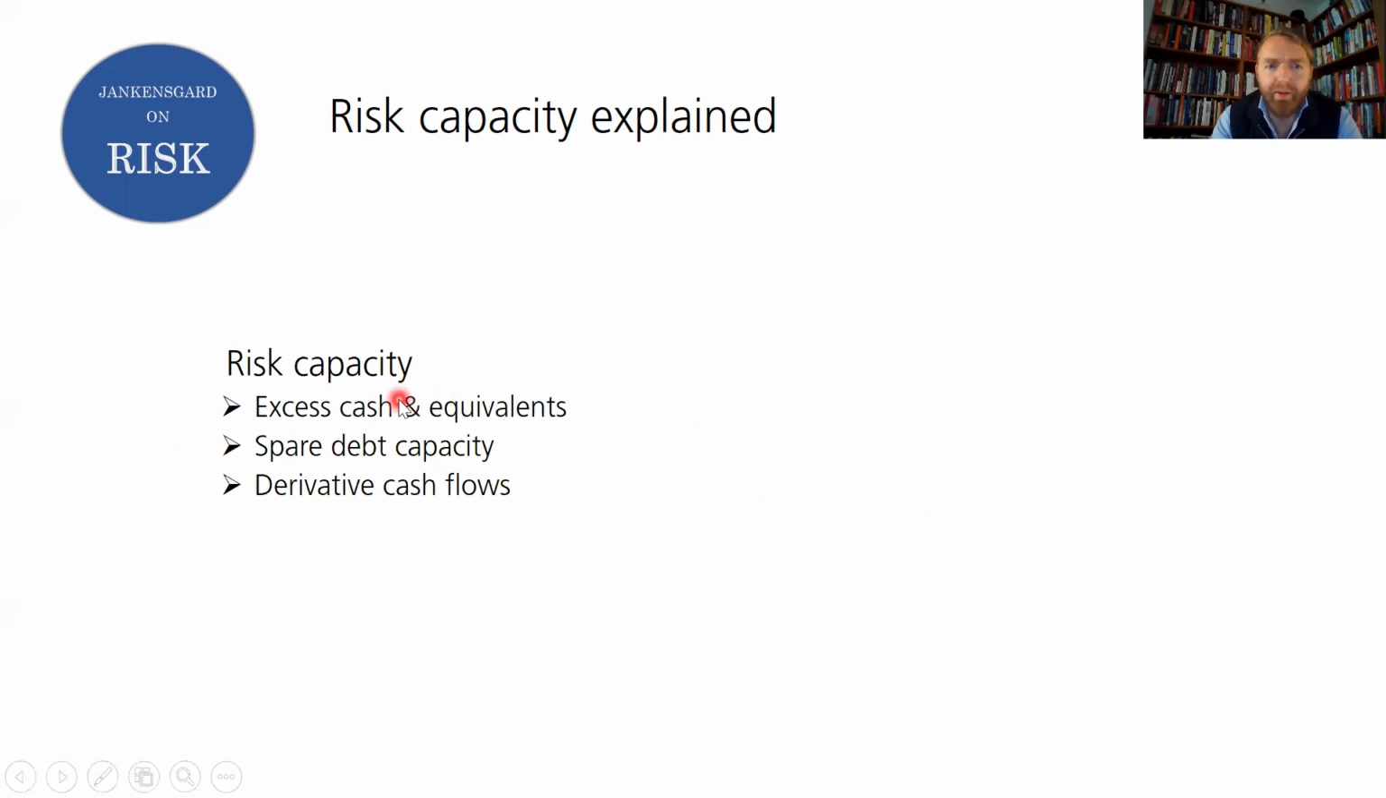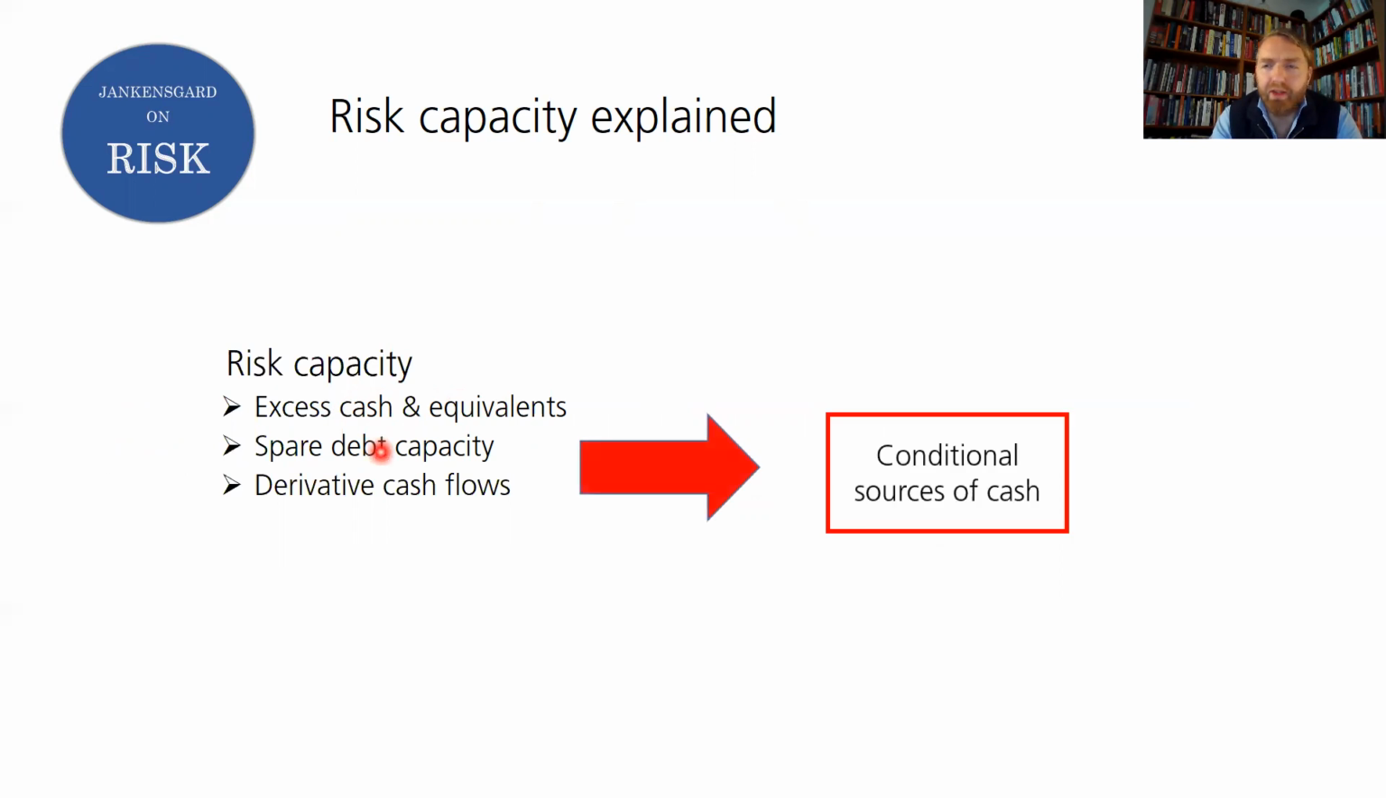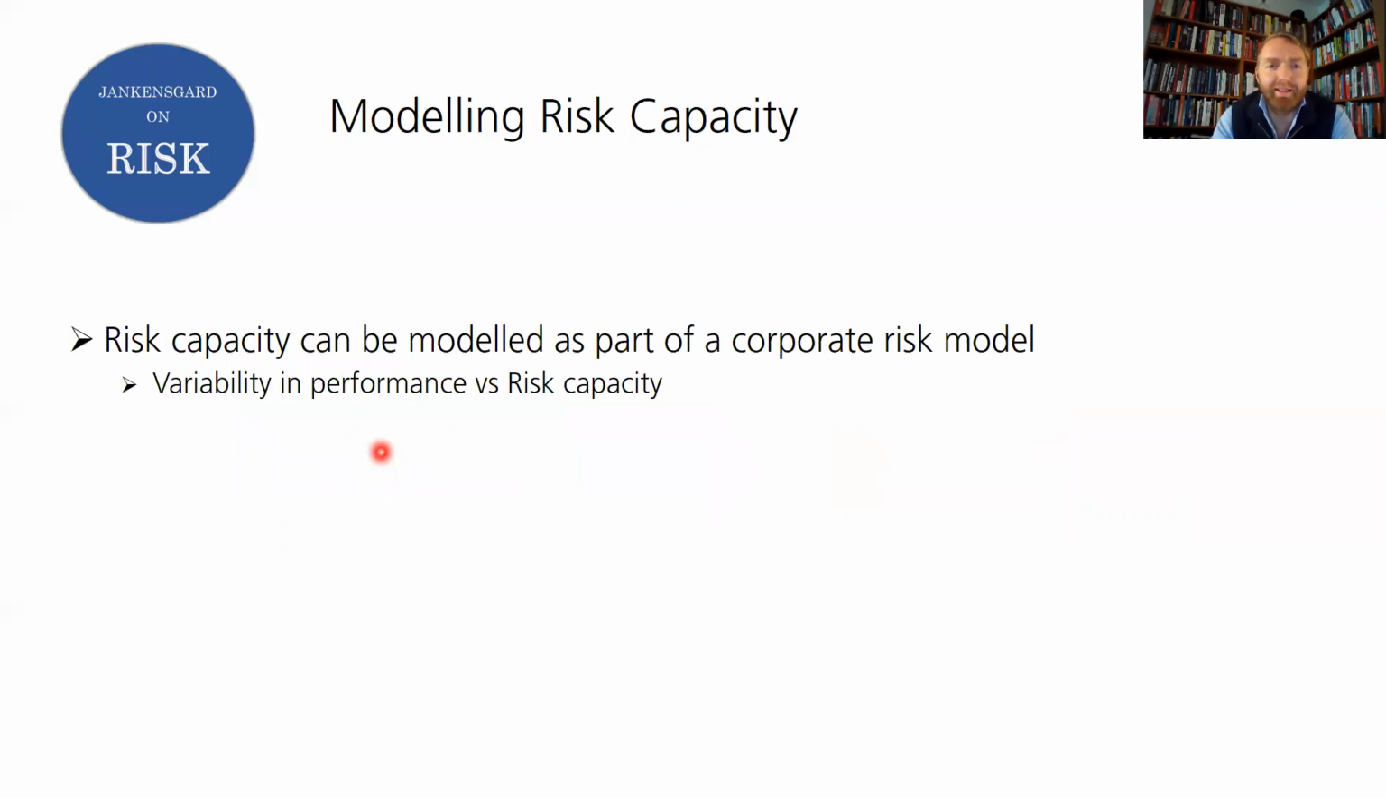So we have current or available excess cash and equivalents, cash at hand, and to that, we will add spare debt capacity and derivative cash flows. These are conditional sources of liquidity. We just have to verify that we believe they will be available even in worse than expected scenarios. So it's not a fair weather kind of assessment here. We have to anticipate how this would look in one of these worse than expected outcomes. Are these sources of conditional cash reliably going to be there for us? Then it counts towards risk capacity.